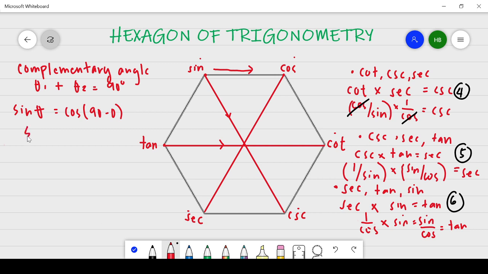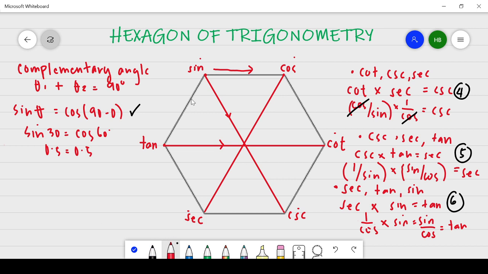So kung ang theta mo is 30 degrees, so you have sine 30 is equal to cosine of 90 minus 30. So that was cosine 60 degrees. So sine 30 is 0.5. Ang cosine 60 mo, just type it on your calculator, and if you memorize this, cosine 60 of course is 0.5. Proving that this is true.